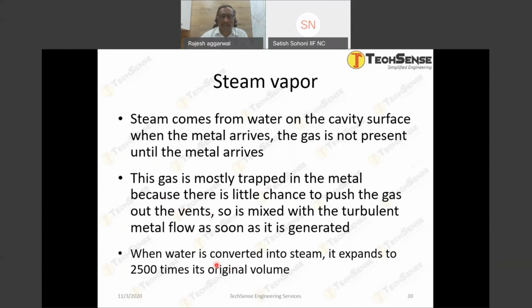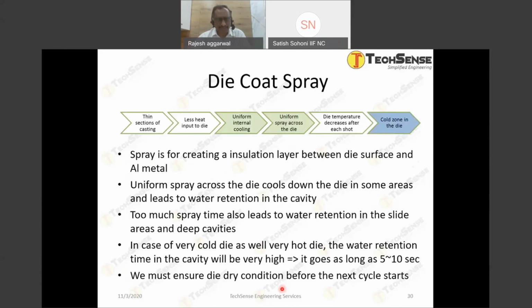When water is converted into steam, we have to remember it expands to 2500 times its original volume. Even a small drop of water inside the closed cavity generates gas volume of 2500 times. It's a huge amount of gas generation, right? And it comes mostly from the die coat spray.